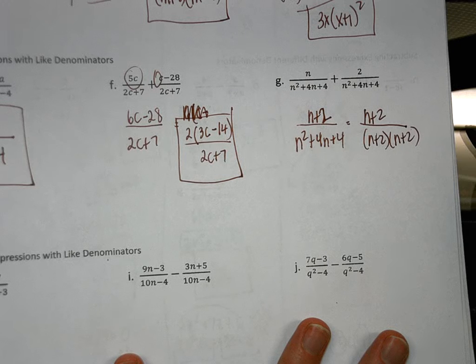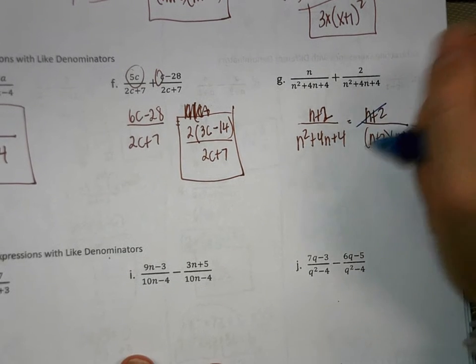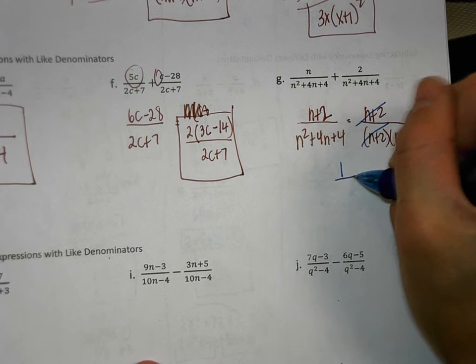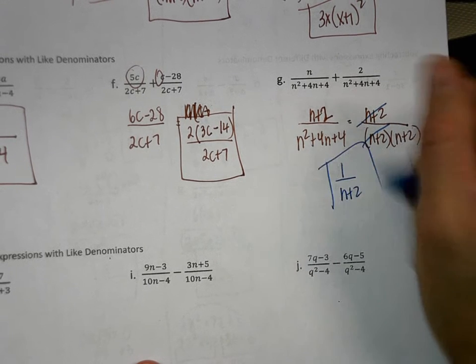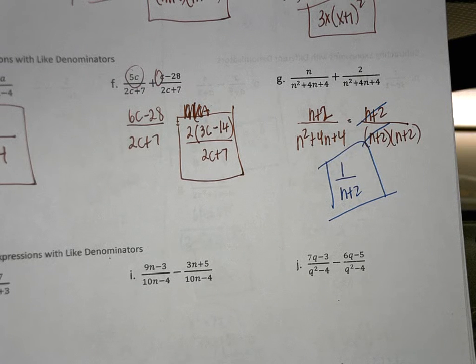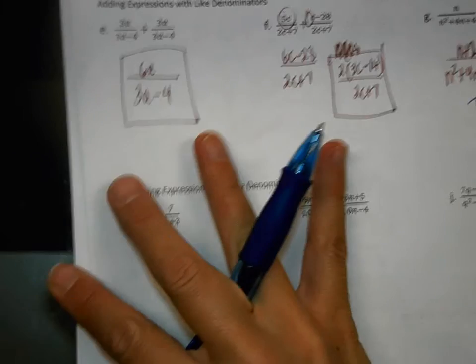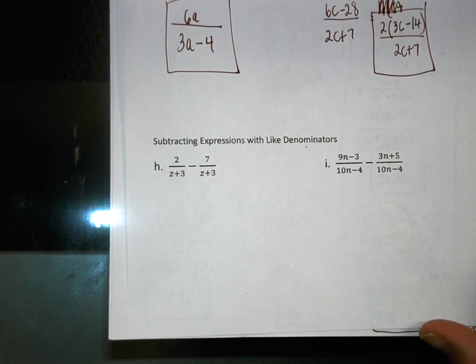And so what ends up happening? It cancels out. Good. One of them can cancel, and so my answer is 1 over n plus 2. Any questions so far? Okay, so subtracting, again, we're just looking at subtracting with like denominators first.